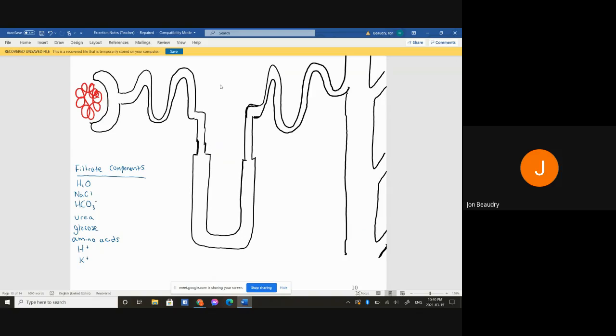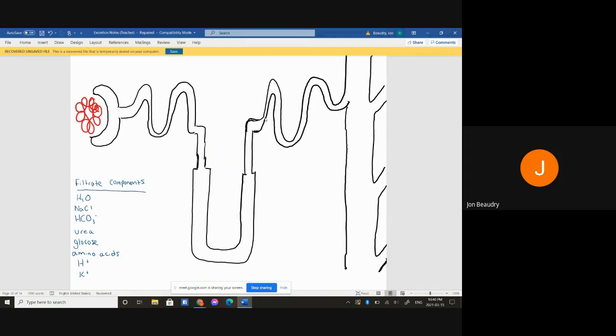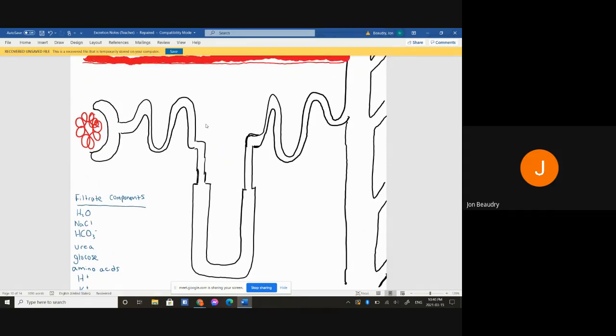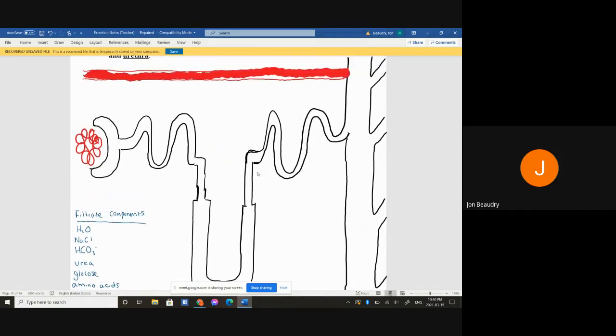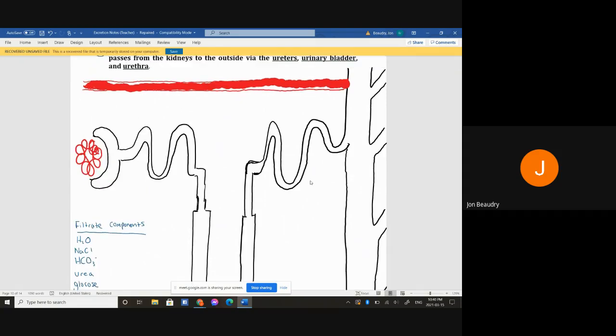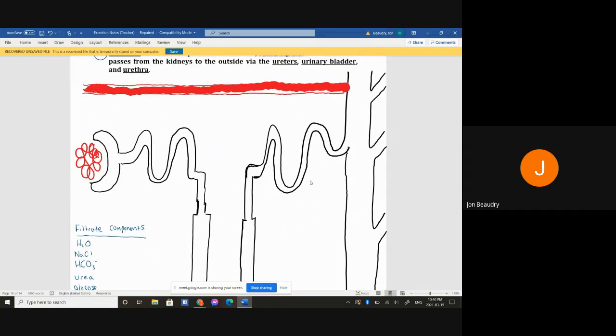Okay, now we're going to start with water. Now, water is going to be very well reabsorbed in all of my structures here. So I can start with my PCT, or my proximal convoluted tubule. I have the reabsorption of H2O going from my nephron back into my efferent arteriole.